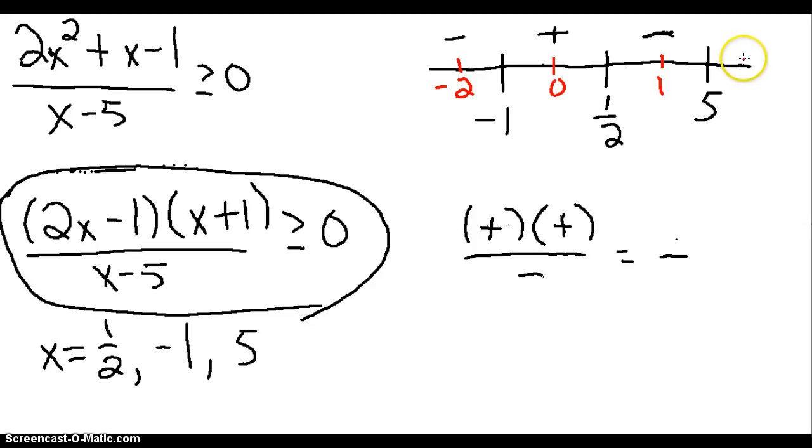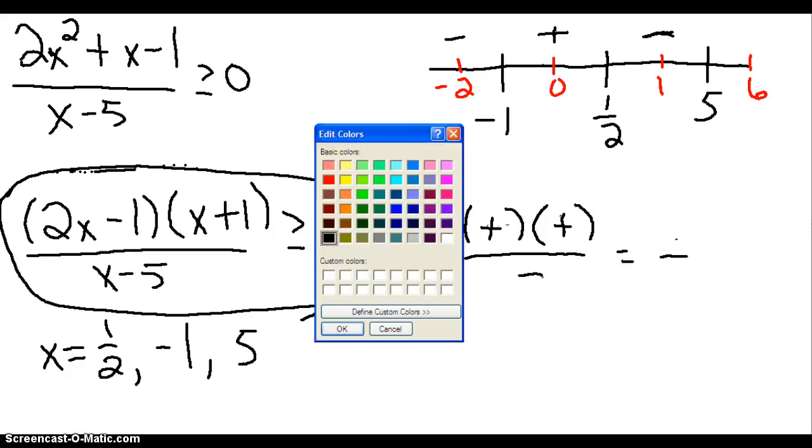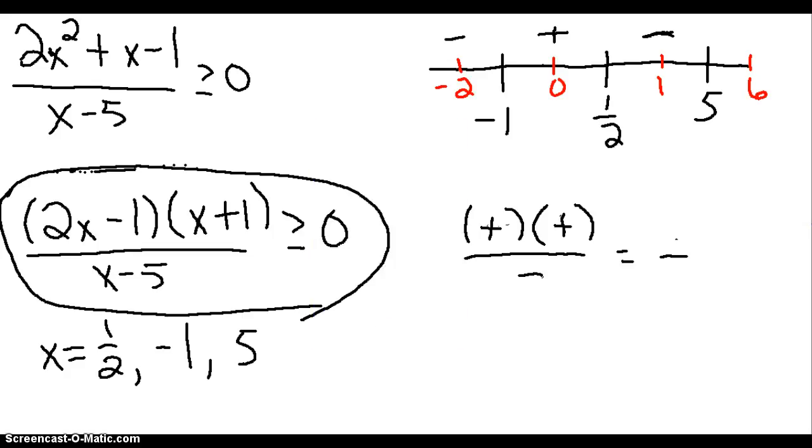Now lastly, we need to pick something greater than 5. I'm just going to pick 6, but again, it's up to you. So that means we're going to take 6, and when we plug it into each factor, it's going to be 2 times 6 minus 1. You know it's 11, but the important thing is, again, it comes out positive. And then 6 plus 1, the second factor, gives us positive 7, but again, it's positive. And then on the bottom we'll have 6 minus 5, which will give us a positive 1, but again, the important thing is it's positive.